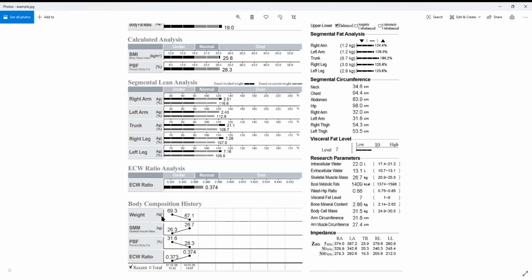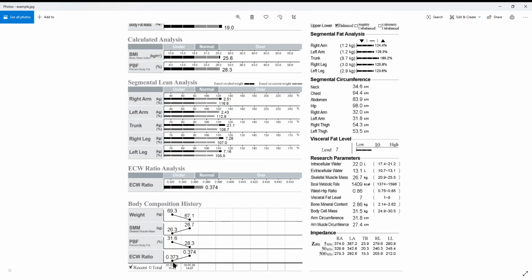At the bottom of the scan, we have your body composition history, and this is where we'll be able to track those changes for you. We have your weight, we have skeletal muscle mass, and we have that body fat percent as well. We see here that this person has lost 2.2 kilos of weight, has managed to increase their muscle close to half a kilo, and we've seen body fat percentage reduce down also, which is fantastic.